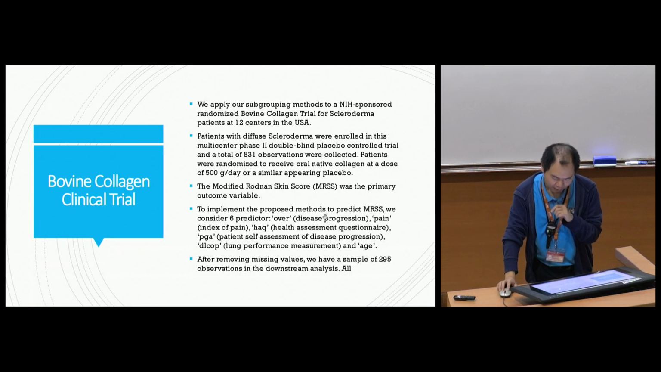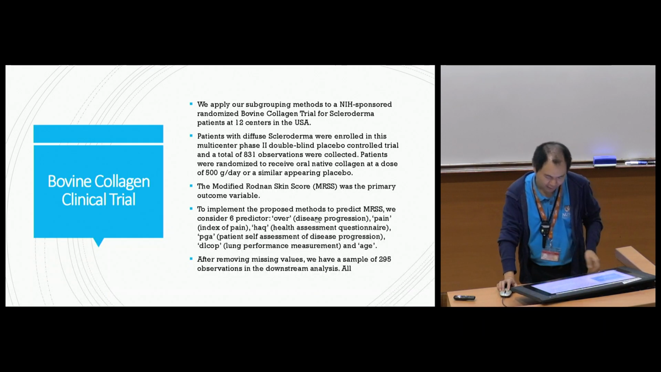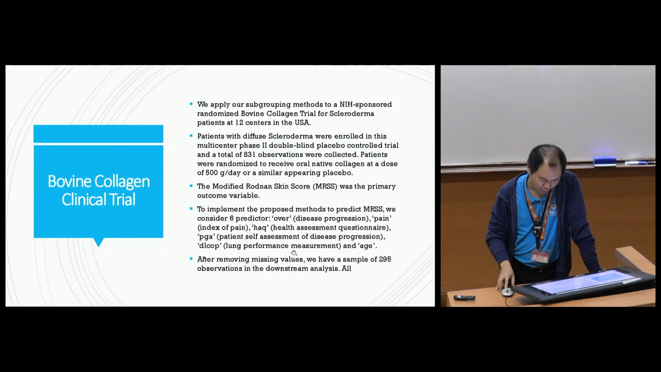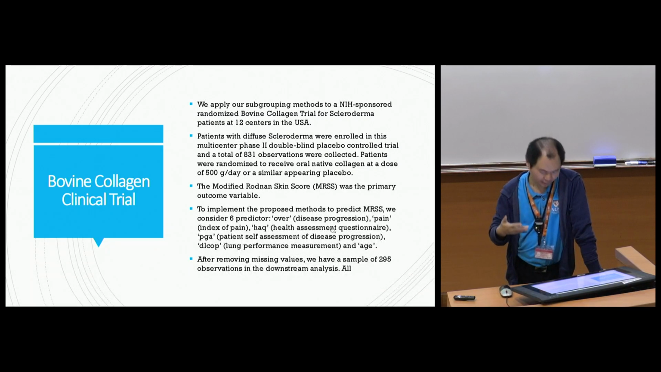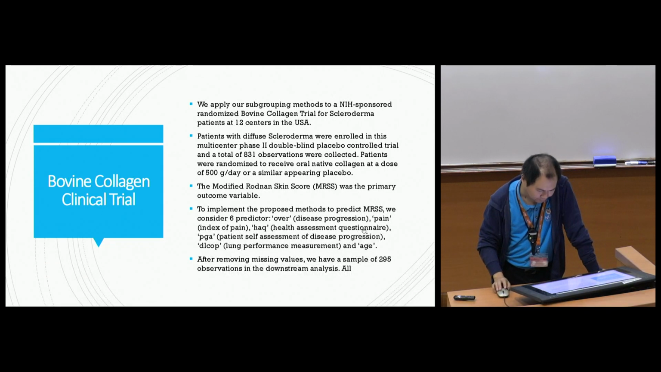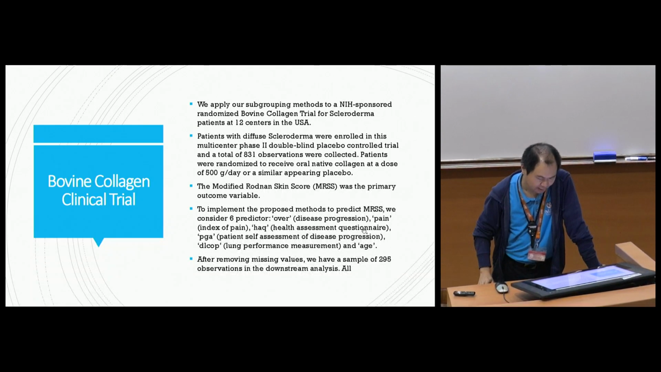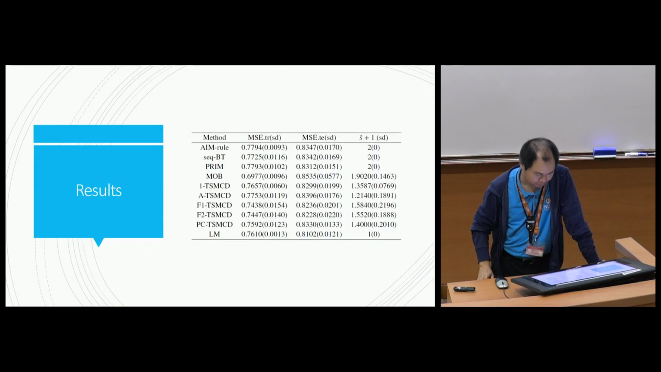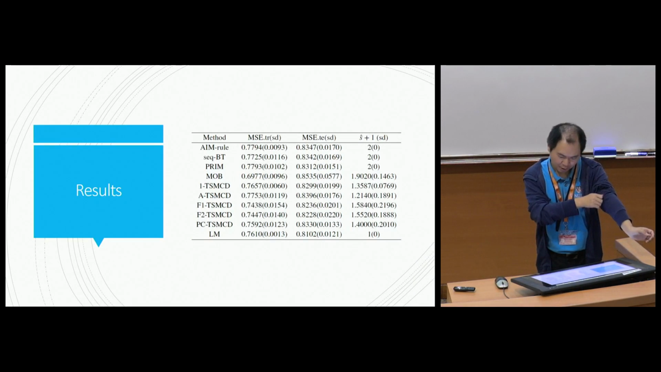We have a few predictors in this data set, including disease progression, index of pain, health assessment questionnaire, patient self-assessment of disease progression, non-performance, and age. All these variables are used as our predictors. In this case, we will do analysis based on this data. This is our estimated results.